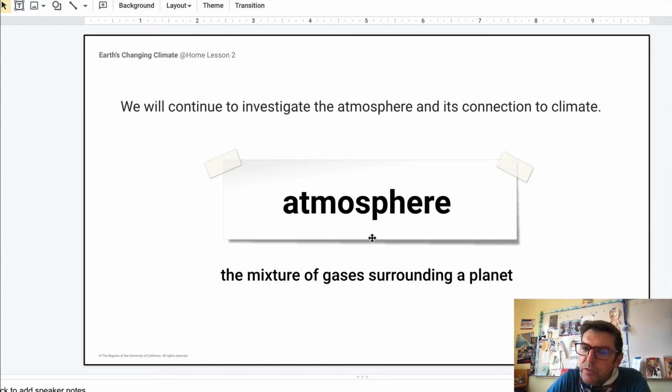Atmosphere, what are we going to do with this? Move it to the top, add pictures. Not right now, don't do it now, but we're going to move this to the top because it's a concept slide. Sophia's already done this. The mixture of gases surrounding a planet, that's our atmosphere.